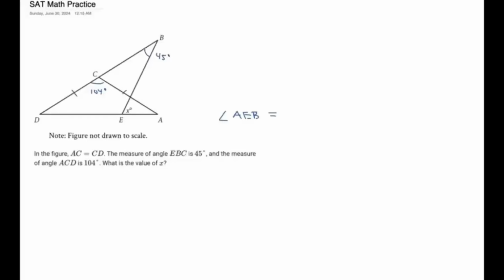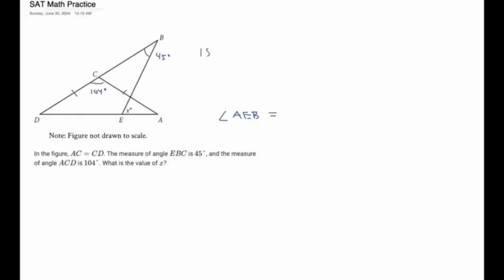So first off, they tell us that AC equals CD. So this triangle right here, triangle ADC, is an isosceles triangle, right? Because these two side lengths are equal, then we know that these angles here, angle D and angle A, are going to be equal to each other.